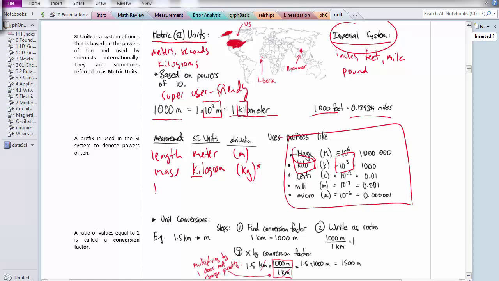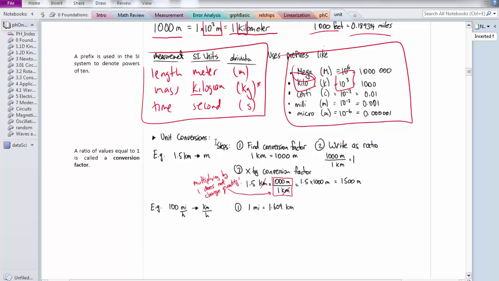And for time, the SI unit is second, and that's just s. So these are the three basic units that we'll be working with for the first few units. There's 7 in total, and we'll just look at 3 there. One thing you're going to need to know how to do is convert from different kinds of units, and there's 3 steps. If you don't take shortcuts, if you do these 3 steps, you'll get it right every single time. So I'll show a basic example first.